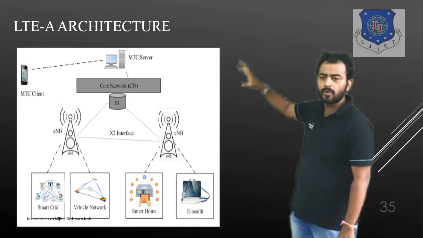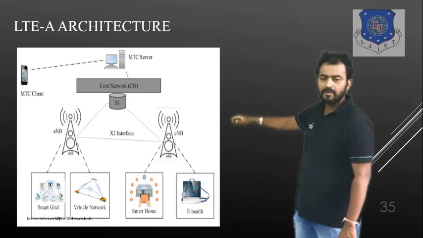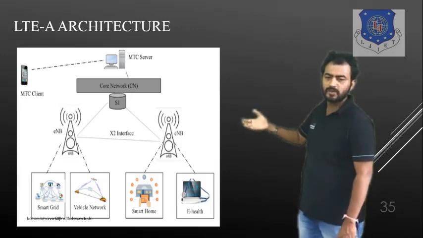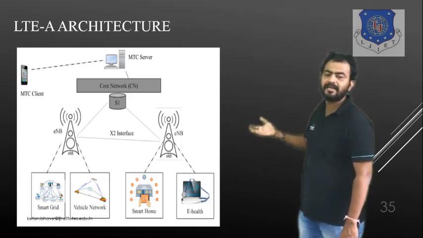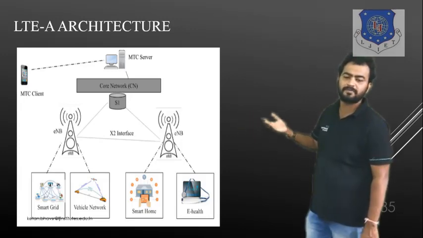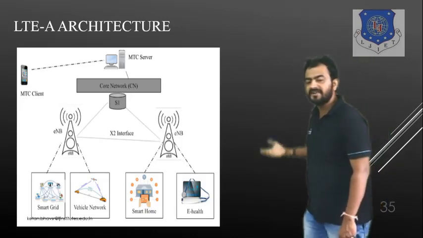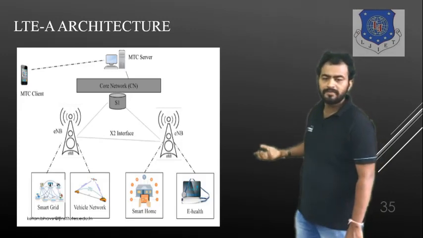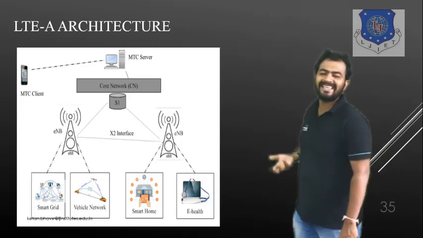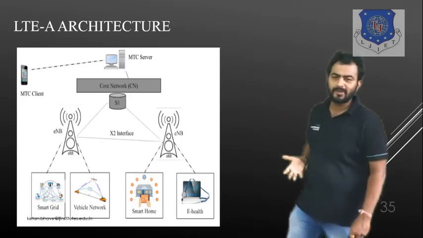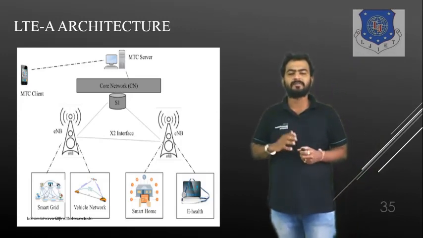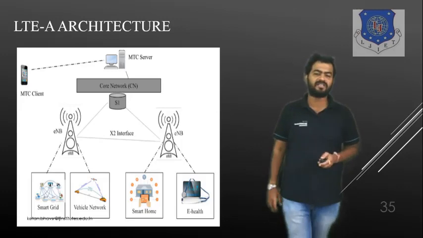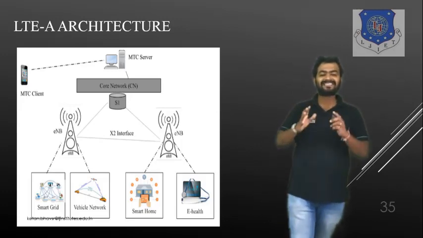So basically we have a core network and a base station, or we can say radio access networks, as you can see in this diagram. That network can provide services in different areas like IoT in the smart grid, smart home, and also e-health and many more applications. So LTE-A is one of the best architectures that supports both IoT and end-to-end communication in the real world using a cellular network.